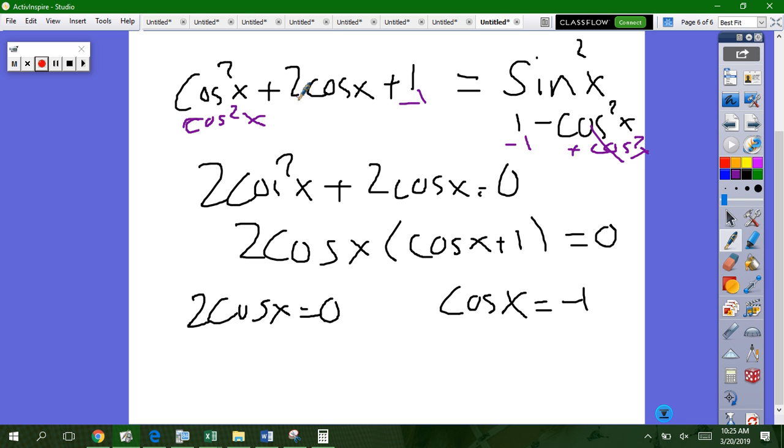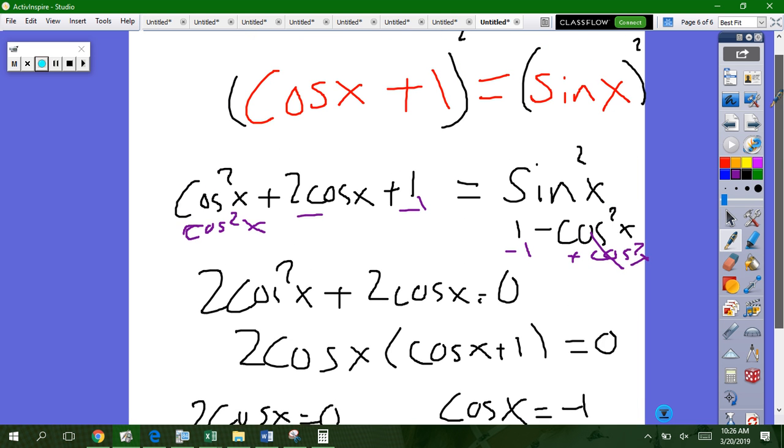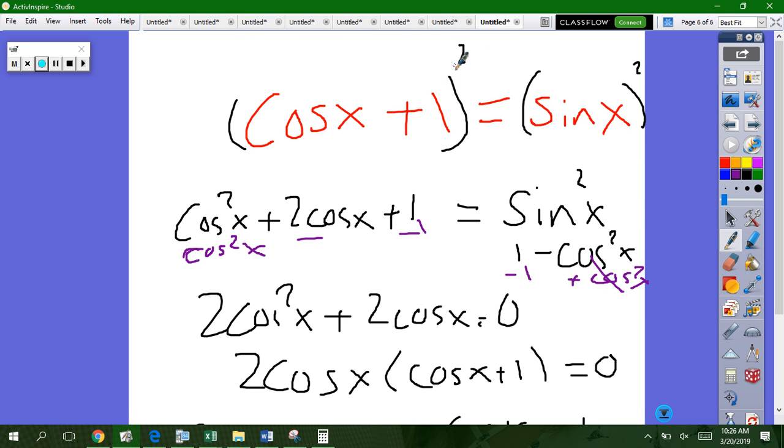Why did I already have that? Because that was, oh, so you're asking where this guy came from. Okay, I'm with you now. When I distribute him, I can't just distribute it in, right? Remember, I got to go cosine of x plus 1 times cosine of x plus 1. Does that make sense?